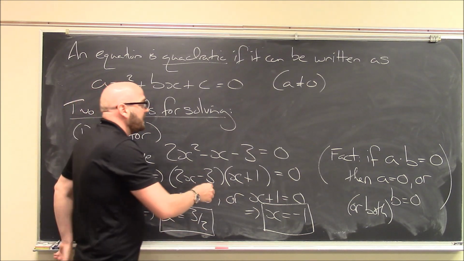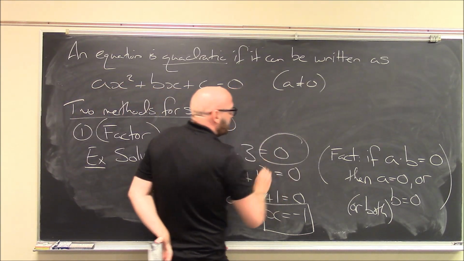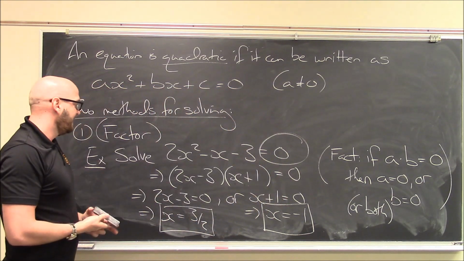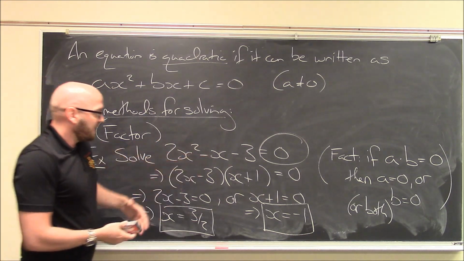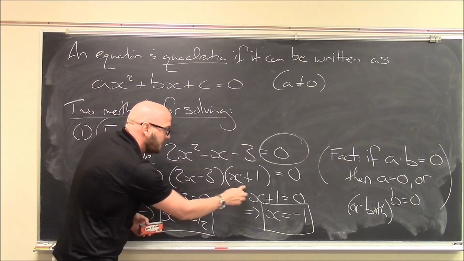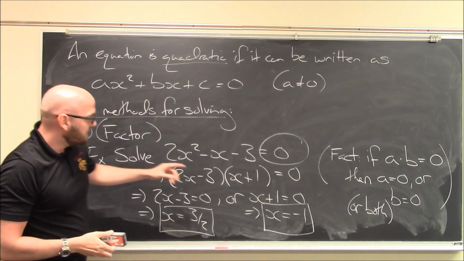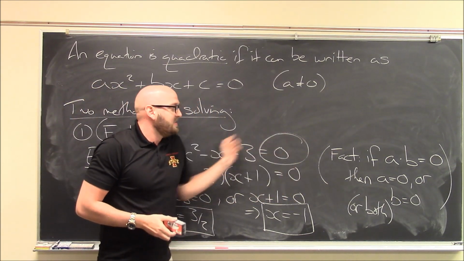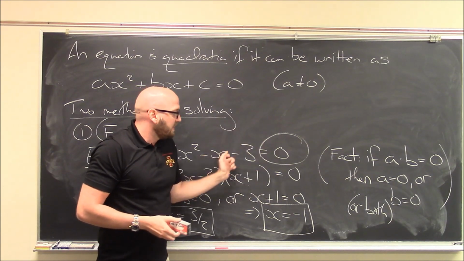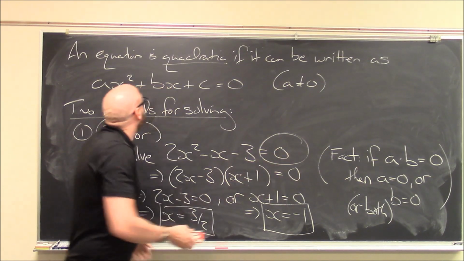One very important thing here is that I have 0 on the right-hand side, right? And I need 0 on the right-hand side so that I can use this fact, so that I have two numbers multiplying together to give me 0. If you're given an equation where you don't have 0 on the right-hand side, just move it over, right? Move everything to the left so that you do have 0.